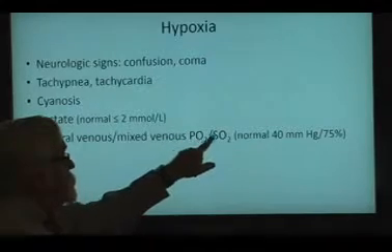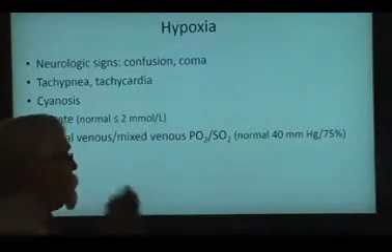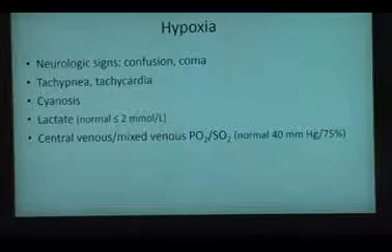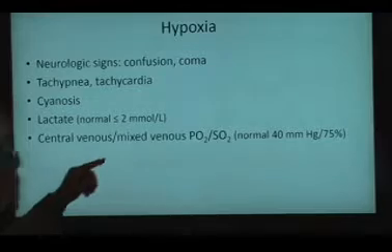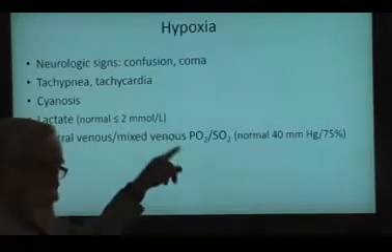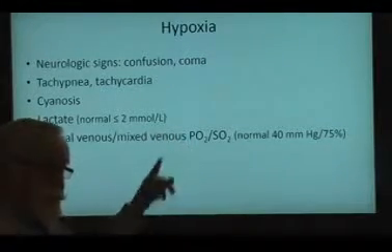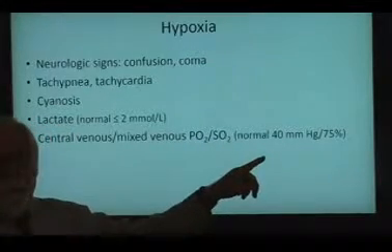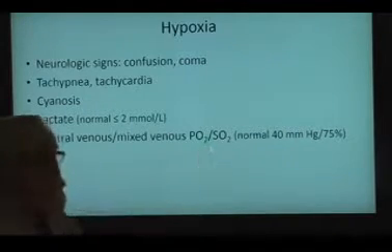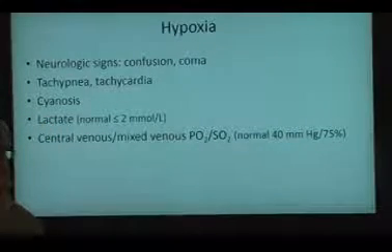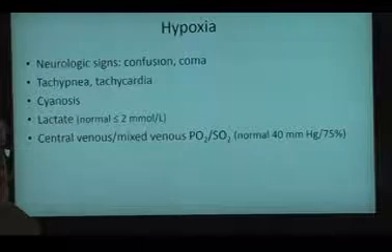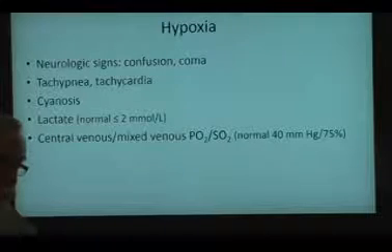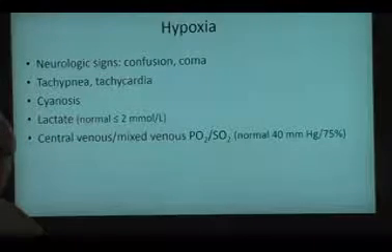Normal mixed venous PO2 is about 40 millimeters of mercury, and normal mixed venous oxygen saturation is about 75%. If the mixed venous oxygenation is either decreased or increased, that can be a sign of hypoxia. So, for example, if the mixed venous PO2 is 30 and the mixed venous oxygen saturation is 60%, that suggests hypoxia because that suggests the tissue PO2 is only about 30 millimeters of mercury.